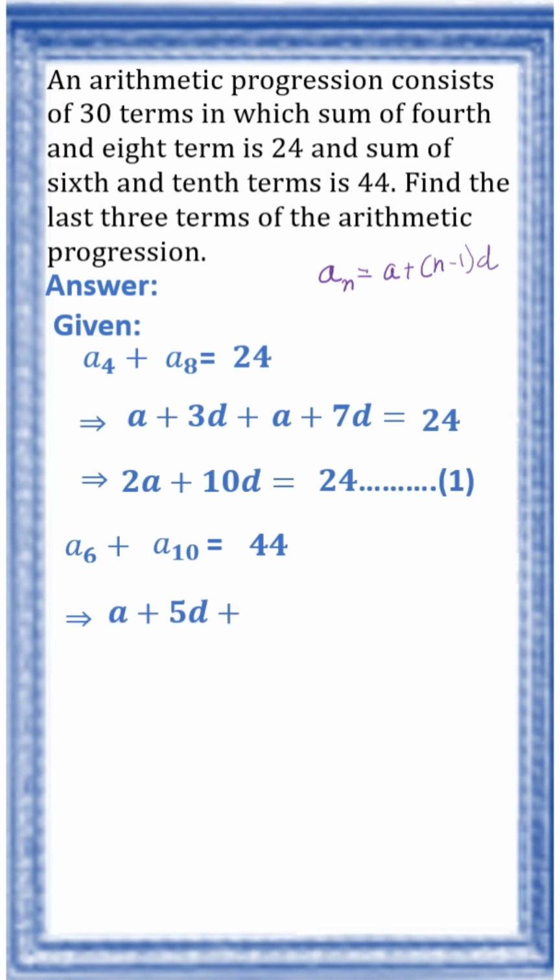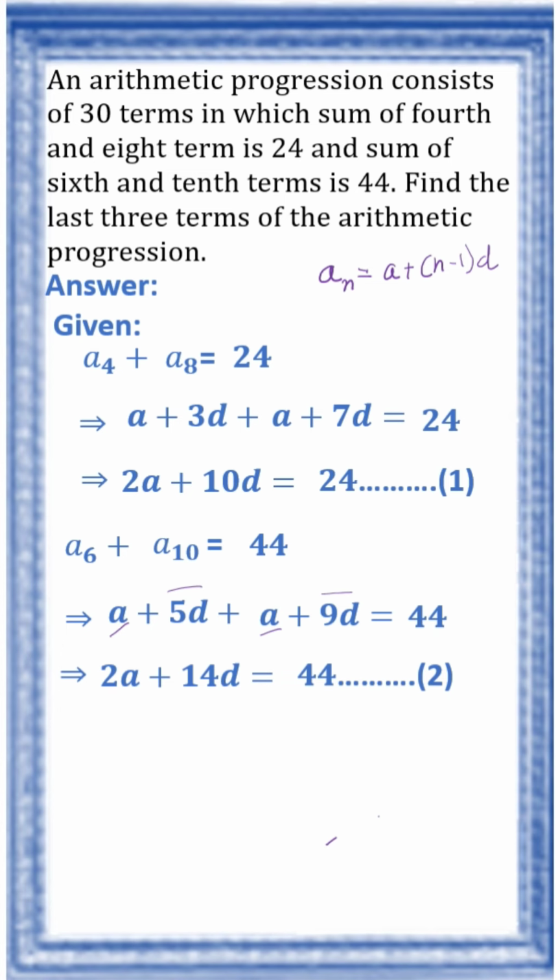a6 is equal to a plus 5d, a10 is a plus 9d, and the sum is equal to 44. a plus a, that is 2a, 5d plus 9d, that is 14d, is equal to 44. Let this be equation number 2. Now let us solve equation number 1 and 2 by the elimination method.